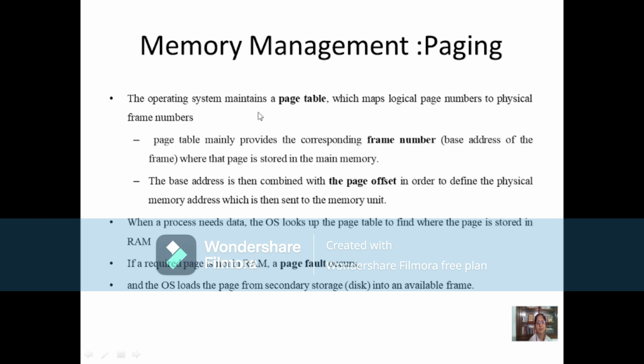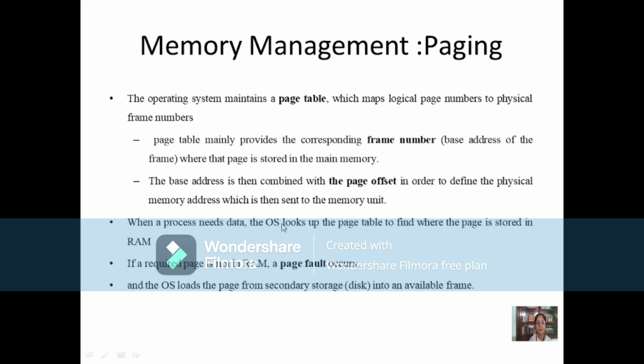Let us see what a page table is. Normally, the operating system maintains a page table which maps the logical pages to physical frames, or in other words, the logical page numbers to physical frame numbers. The page table provides the corresponding frame number, also known as the base address, where a particular page is stored in the main memory. This base address is combined with the page offset, and this is how the physical memory address is defined. This address will be sent to the memory unit.